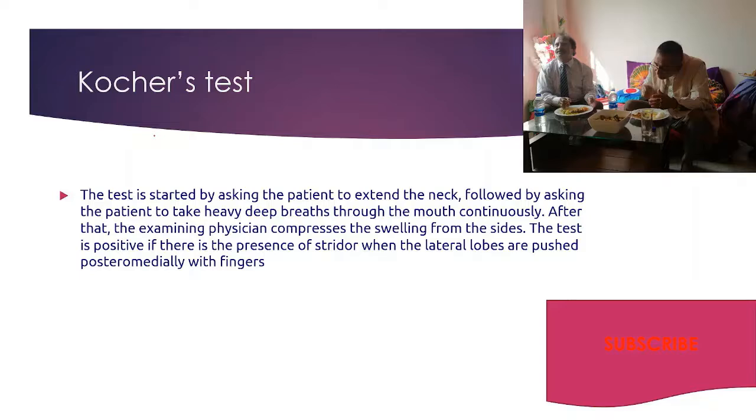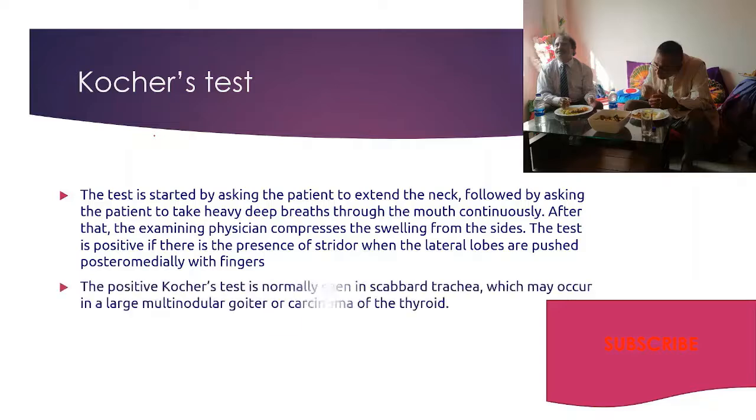After that, the examinee will press in the right lobe, and you will place your ear just at the patient's throat to hear any stridor. So you will compress the swelling from one side, and the patient will develop stridor, and you will hear it with your ear. That is Kocher's test.